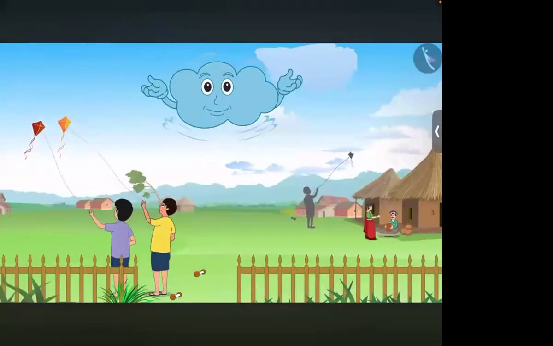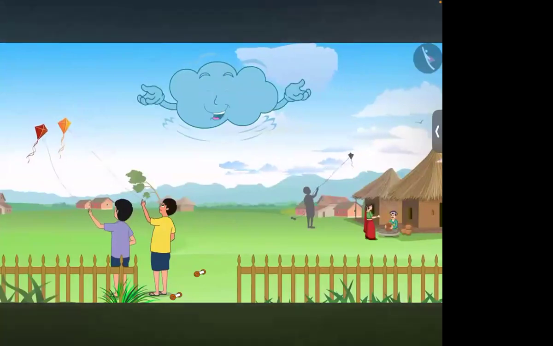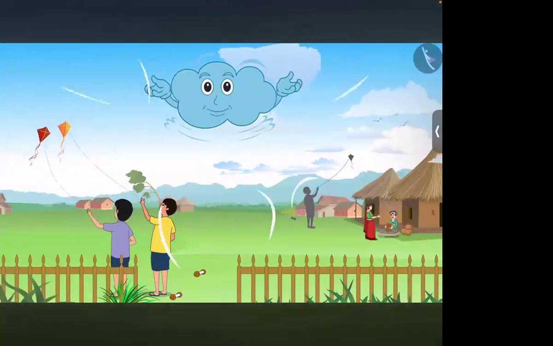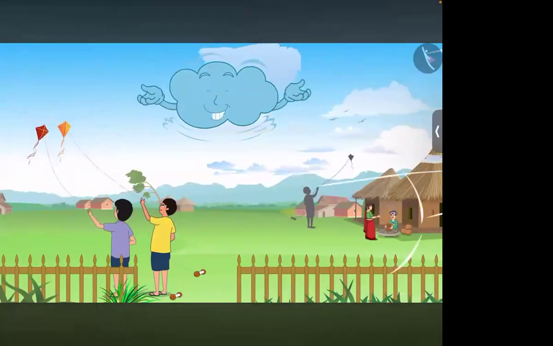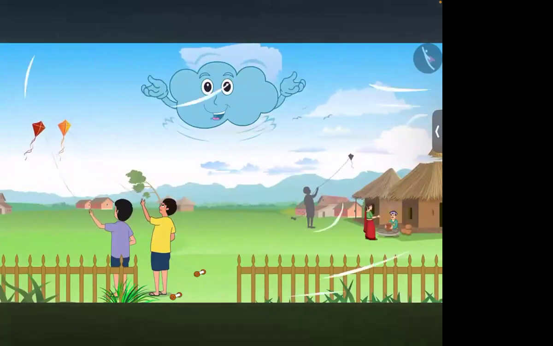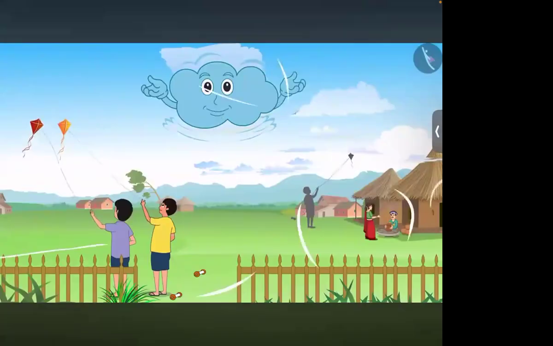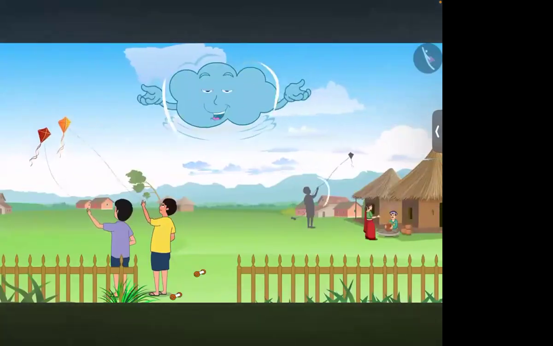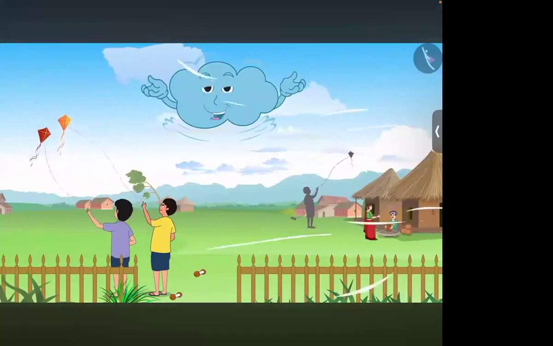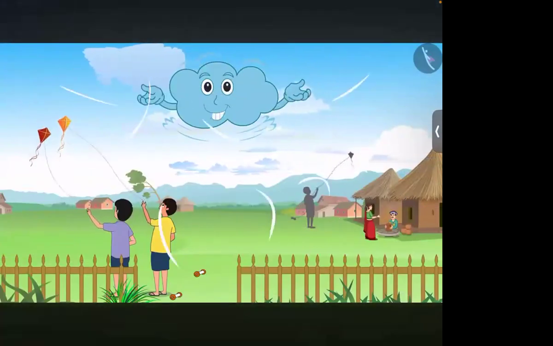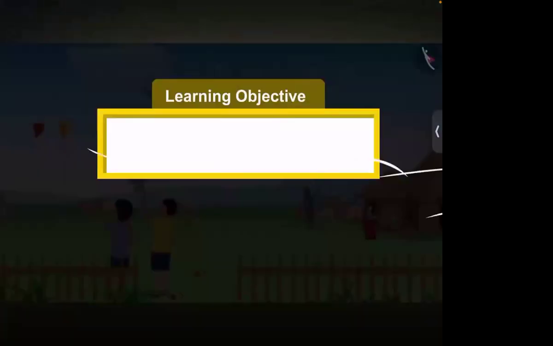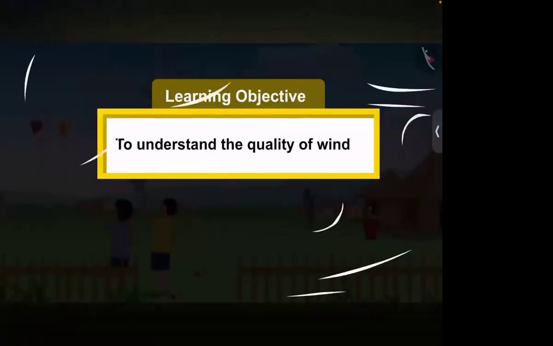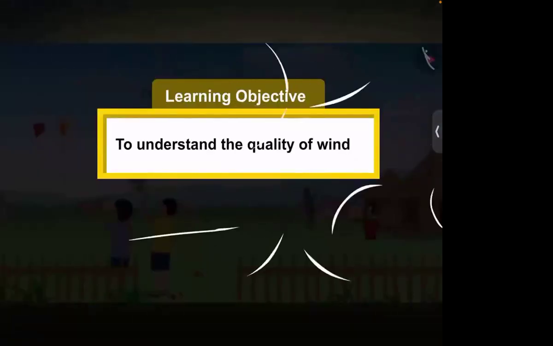Friends, today is Makar Sankranti. It is a tradition to fly kites today. My flow is perfect for flying kites today. The children are very excited to fly kites today. Come on, you also go and get your kites. We shall also fly kites. It will be a lot of fun. The objective of this story is to understand the qualities of the wind.